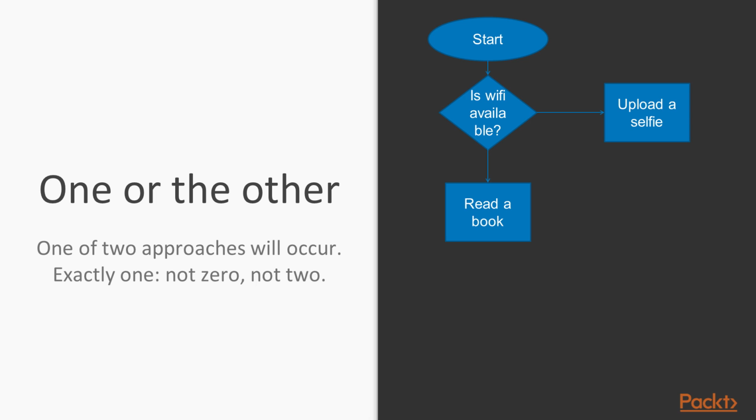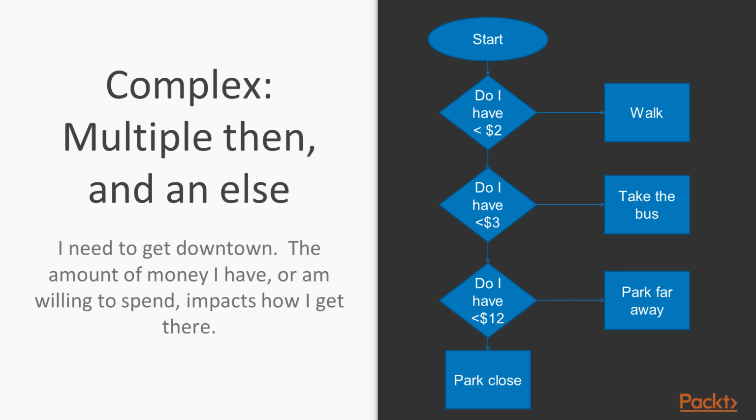I come into a decision, and I have a path to make based on the outcome of that decision, evaluating to true or false. Now, a more advanced situation is where we have multiple cases that we want to test for, and only one should be true. So, let's say I want to go downtown, and I'm looking at the money that I have or the budget that I have. Do I have less than $2? Well, I probably better walk. If I don't have less than $2, then I'm going to ask myself, do I have less than $3? Now, since I know I don't have less than 2, I must have more than 2. So really, this is a range question that's asking, do I have more than 2 and less than 3? If so, then I take the bus.